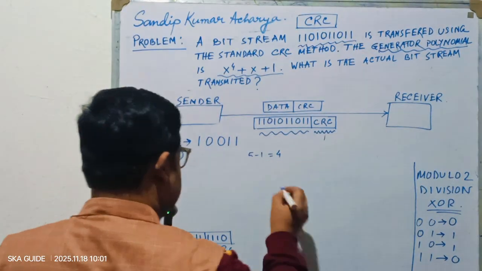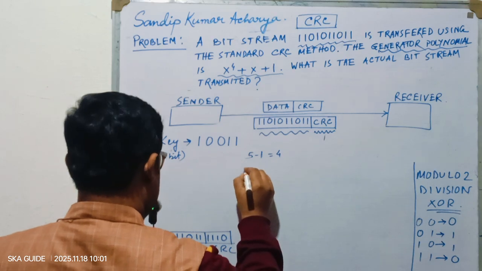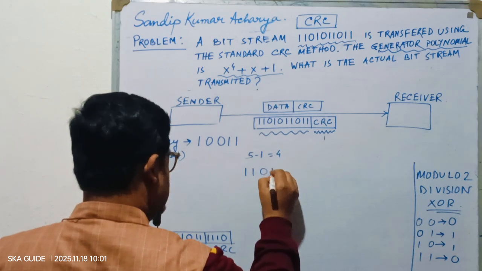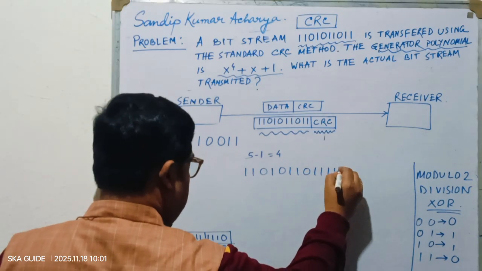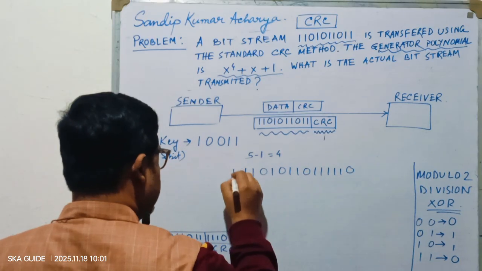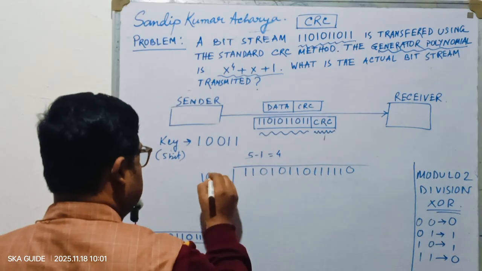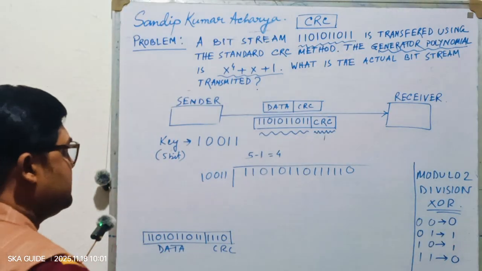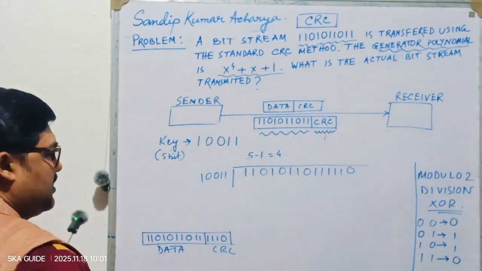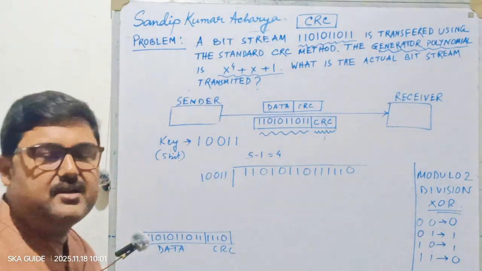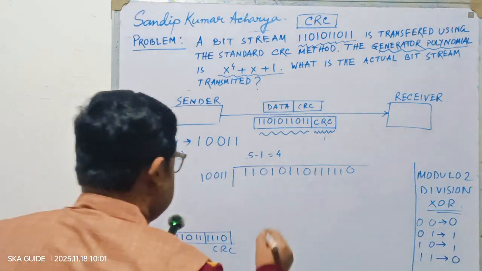At the receiving end, we have received this data like 11011011111 and 0. Okay, we will divide it again by this key 10011 at the receiver's end. This is the function of the checker. Now we are discussing the CRC checker function.